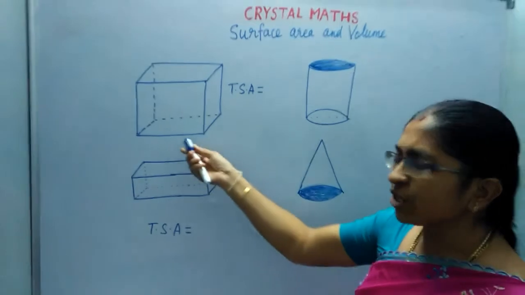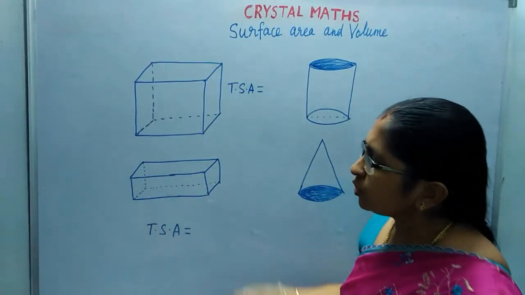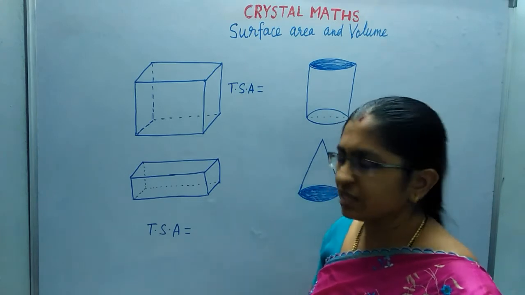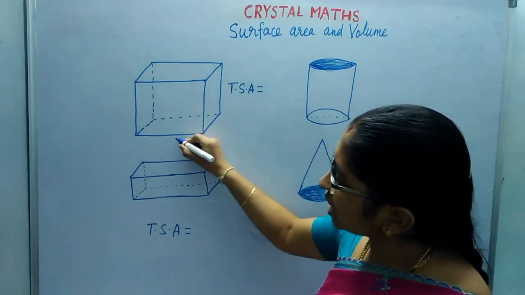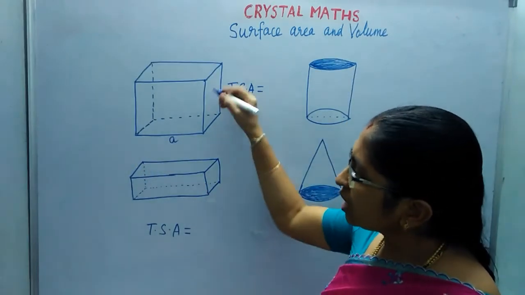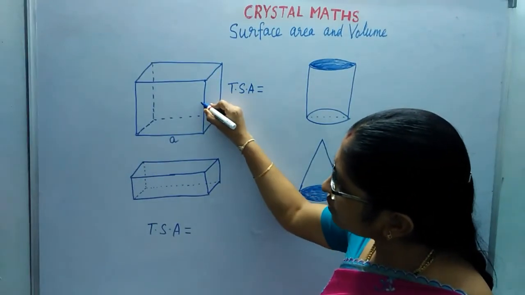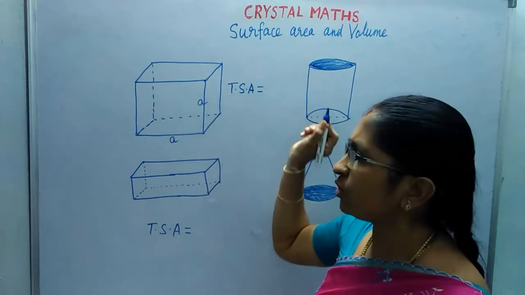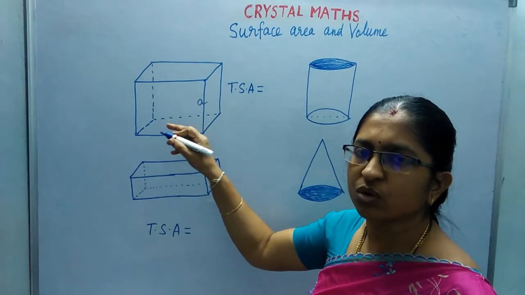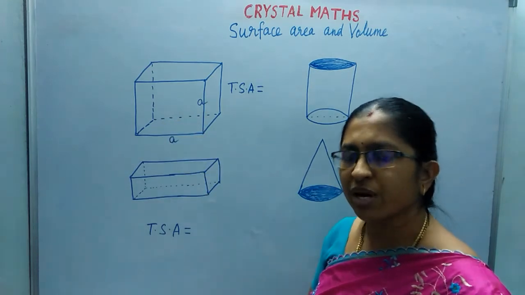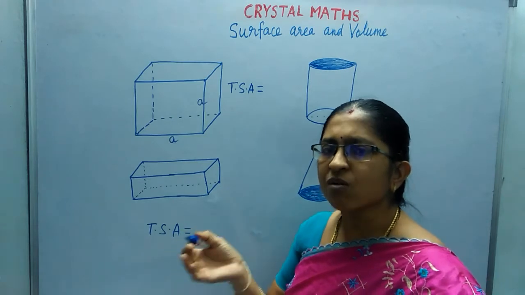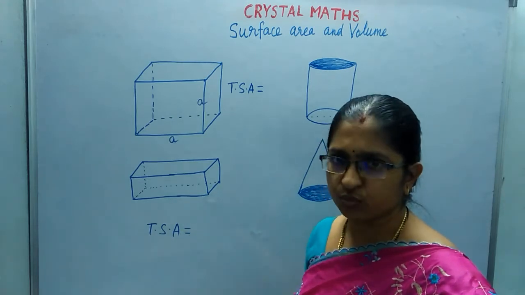See, this is a cube. In a cube, all the sides are equal in length. Let us take the side of the cube as A. The height is also equal to A. The area of one side is side into side, that's nothing but A square, we know that.